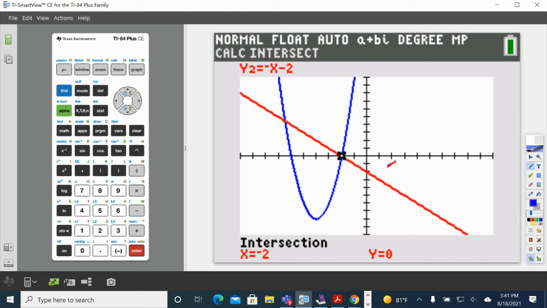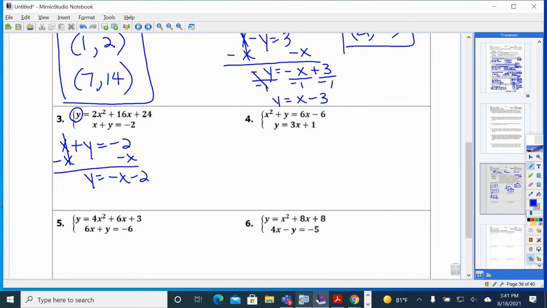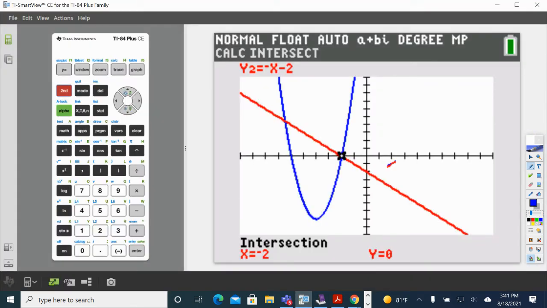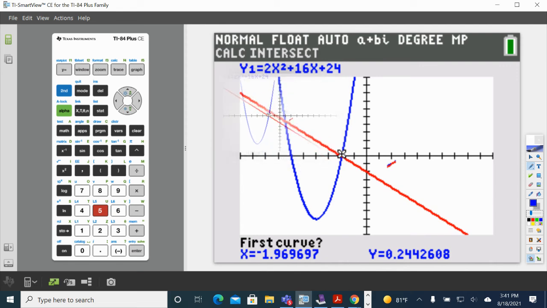Negative 2, 0 is this answer. Negative 2, 0 is that answer. Now let's see if we can find what the other one is. Second trace, number 5. But remember, you have to move your cursor closer to the other point of intersection. Otherwise, it's going to continue to give you the same exact point.